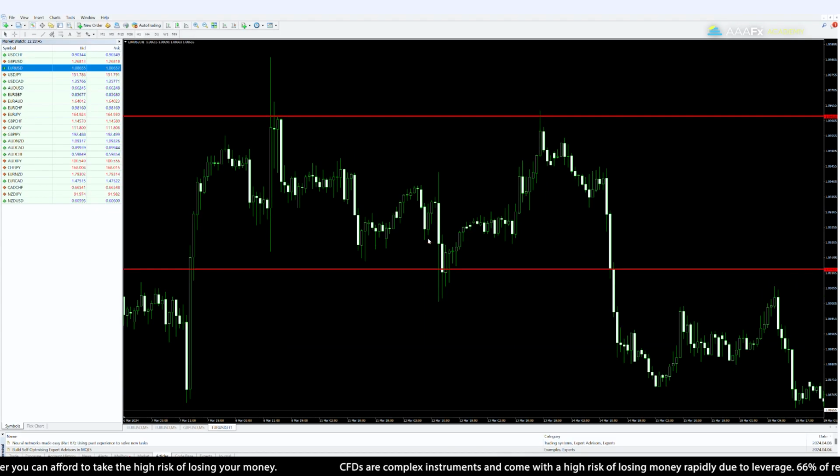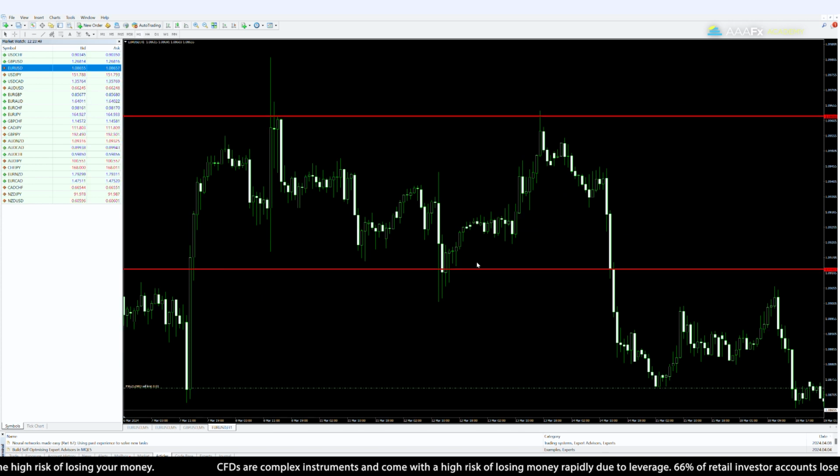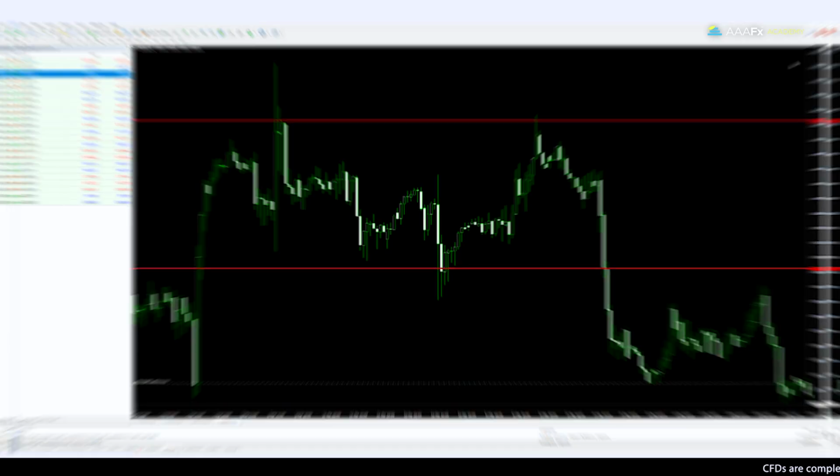Check out this daily chart of Euro USD. Those horizontal lines, they mark significant levels where the price bounced or broke through. These levels can define trading ranges in sideways markets or indicate trend continuation or reversal in trending markets.